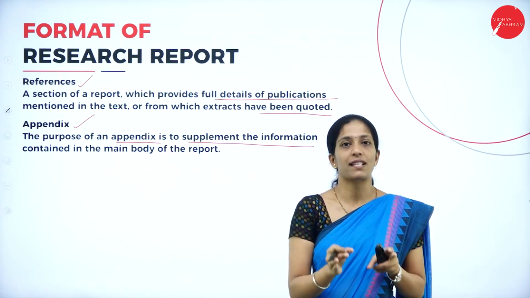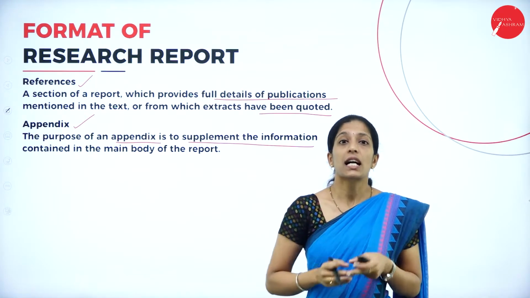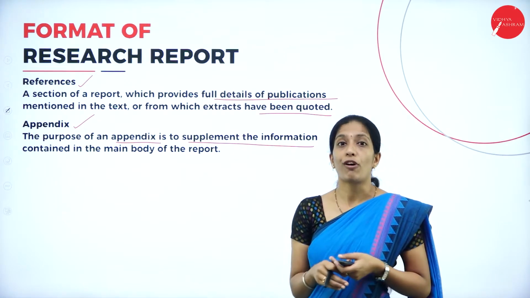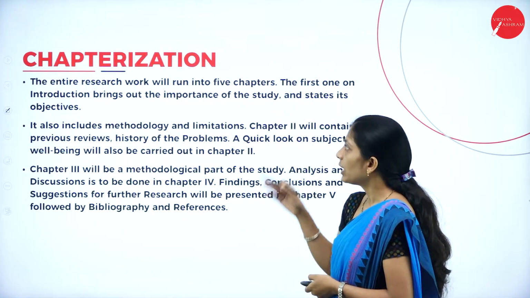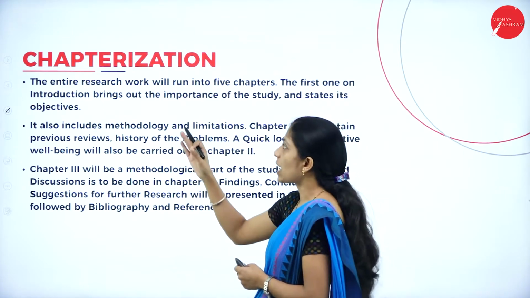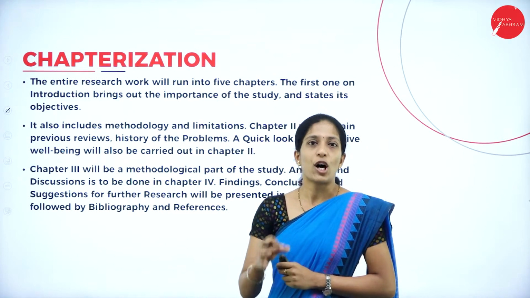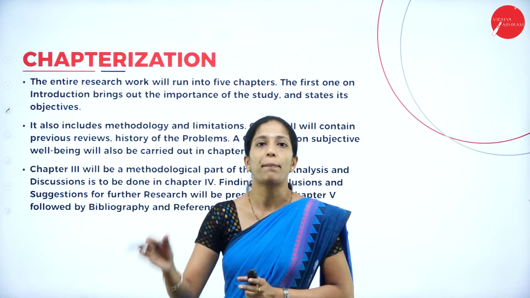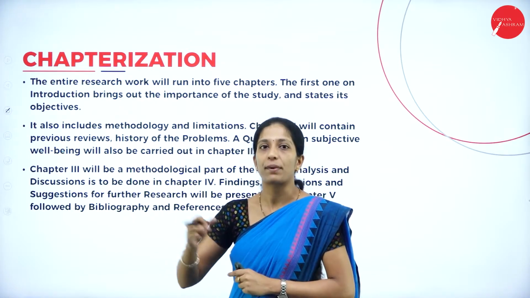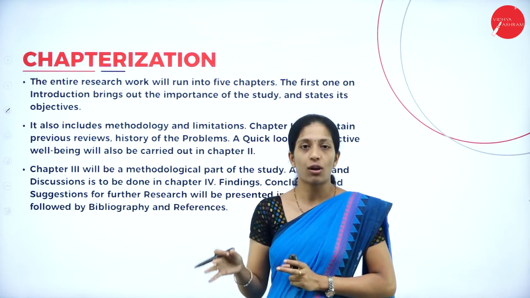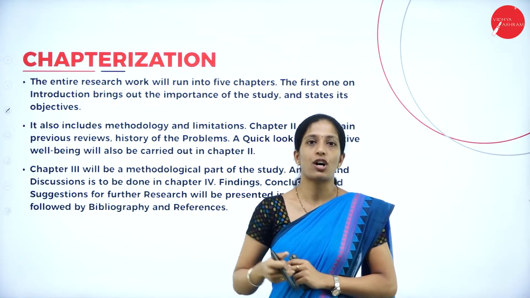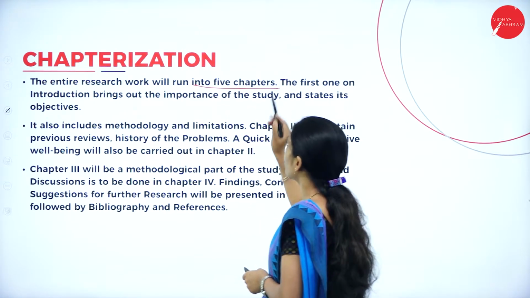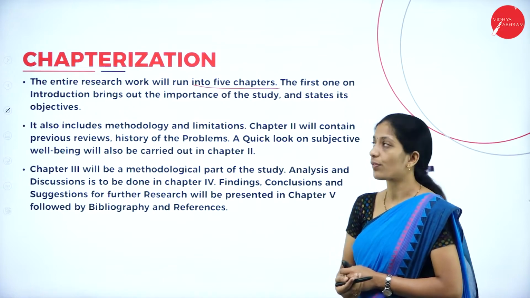Already in our previous session we have learnt about the contents or components of a research report. Now we have learnt about the format of a research report. Now coming to the next concept, that is chapterization. This is a small topic where the whole research report is divided into chapters, that is chapter 1 to chapter 5. That division of contents into chapters is called chapterization. The entire research work will run into 5 chapters.